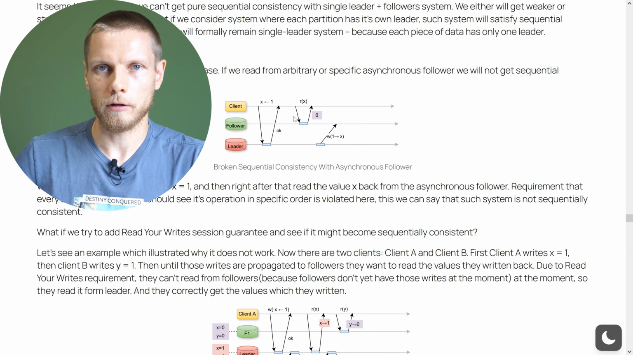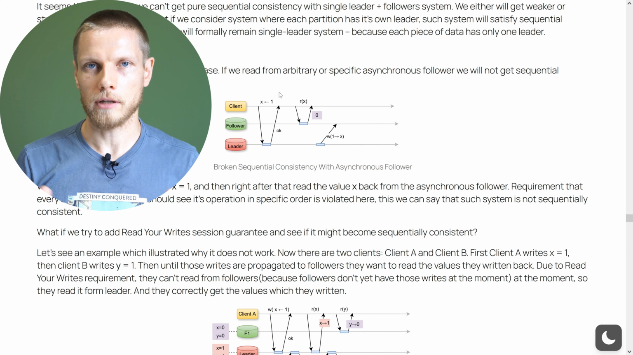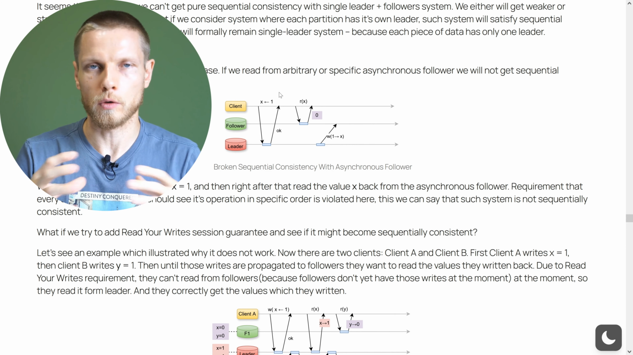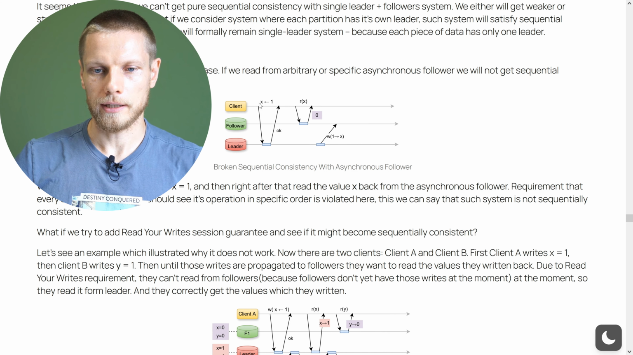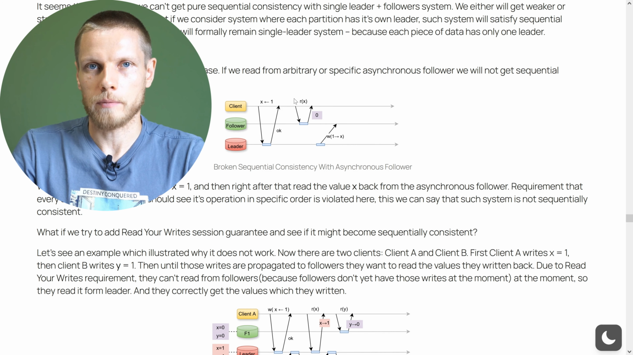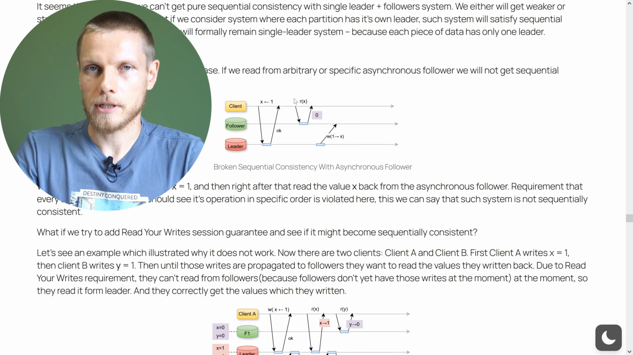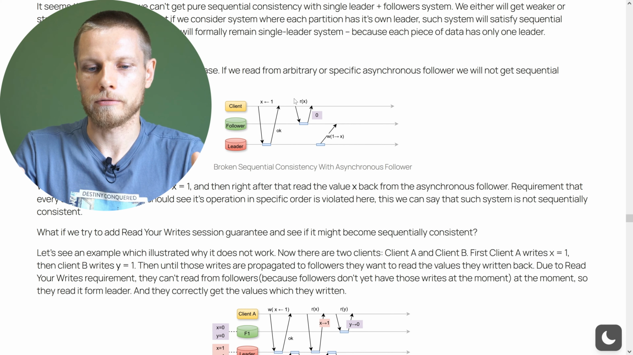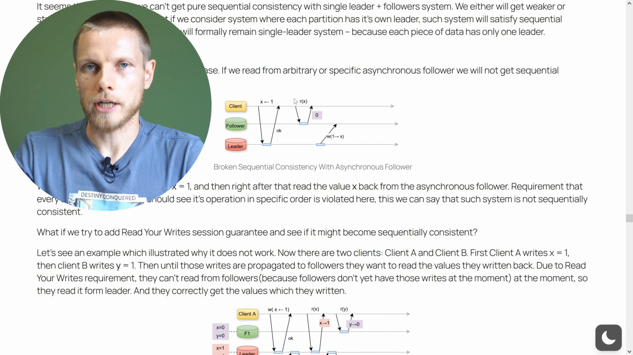This example violates sequential consistency because in sequential consistency all operations of one process or one client should be ordered properly. If the client writes 1, then it expects to get 1 as well. So this example violates sequential consistency. But let's try to add the requirement of read your writes and see if a leader-follower system with this requirement would provide sequential consistency or not.